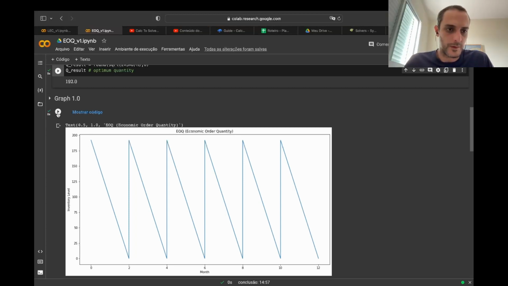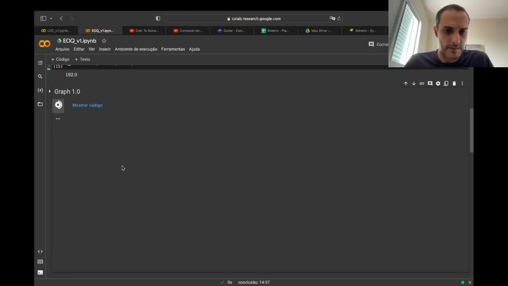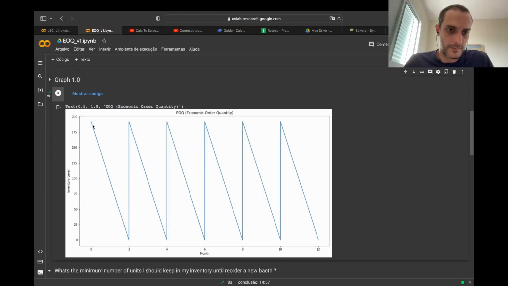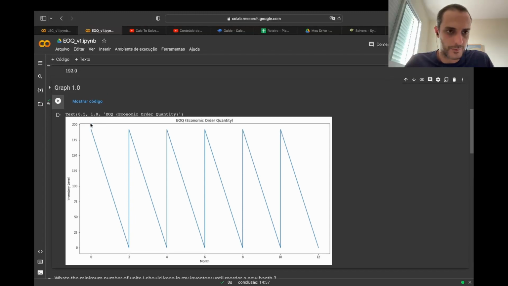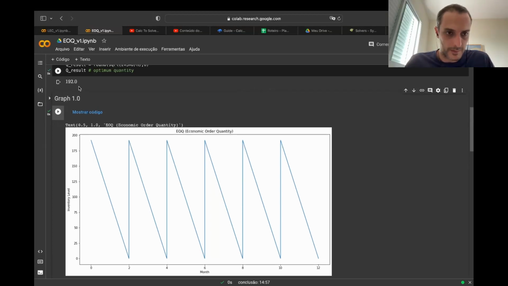So let's plot it, which gives exactly this graph. What that means is that at month 0, I would start with 192 units, then 2 months would go by, it goes to 0, and then I buy another 192 units, then it goes up again, and we get this pattern.